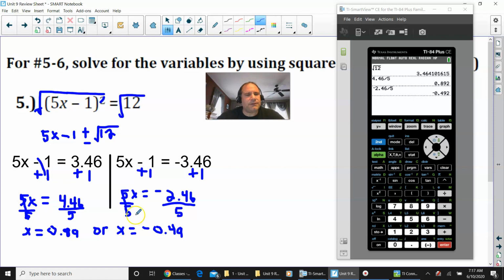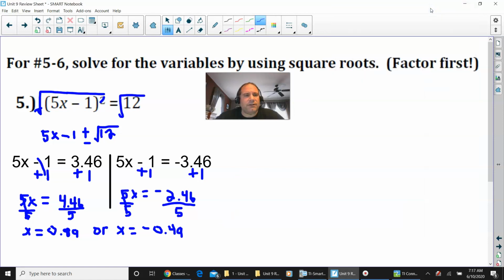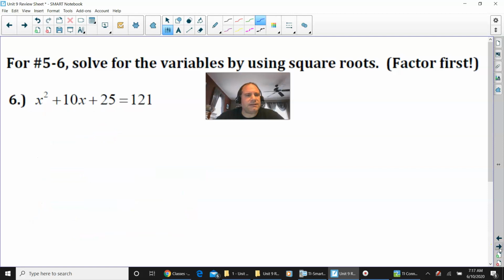And for that last one, you have this plus 1 on both sides. You have 5x equals negative 2.46. You divide by 5, and you get x equals negative 0.492. I rounded it to the nearest hundredth, negative 0.49. So those are the roots. And we're going to go to number 6.